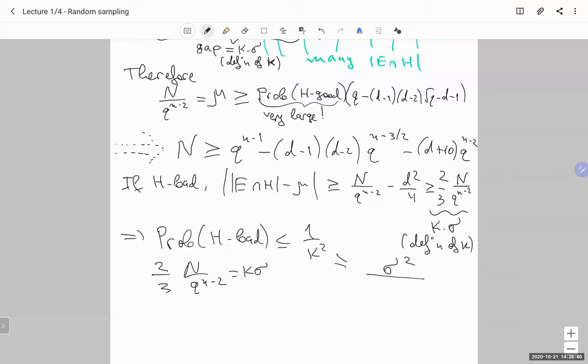Wait, I didn't hear well. Can you say again? Okay, so here I have q to the n minus 2 divided by n, and then 3/2. But I have a bound on sigma squared. So this is less than or equal to 3/2 times sigma squared. What was the bound? It was less than n over... Oh, but here I have to take the square.